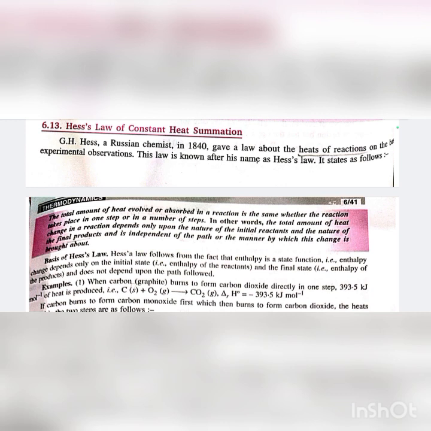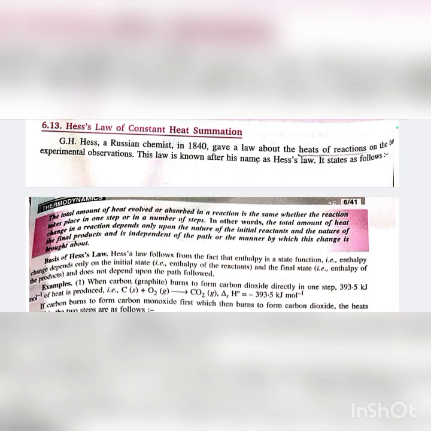Next is Hess's law of constant heat summation. G.H. Hess, a Russian chemist, in 1840 gave a law about the heat of reactions on the basis of experimental observation. This law is known after his name as Hess's law. It states that the total amount of heat evolved or absorbed in a reaction is the same whether the reaction takes place in one step or in a number of steps.